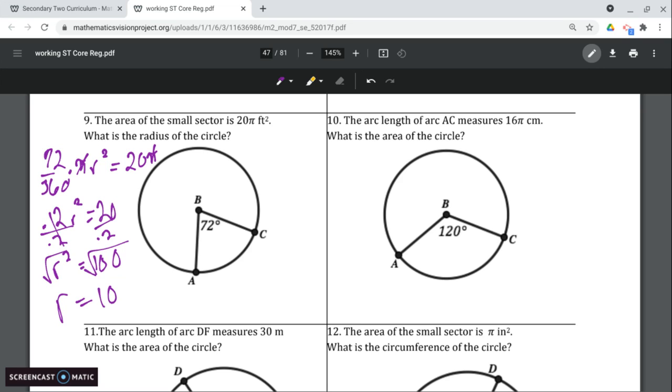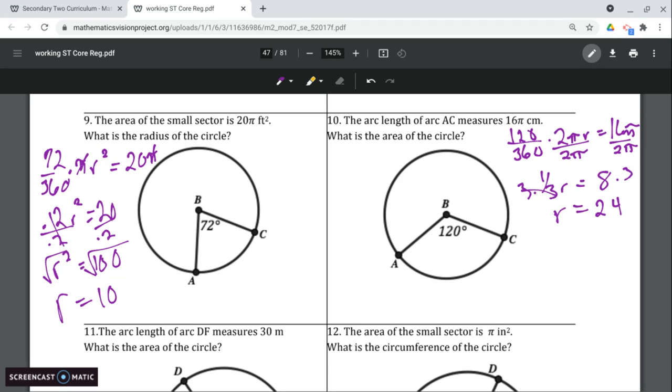This next one, the arc length of arc AC measures 16 pi. What's the area of the circle? So we've got 120 over 360 times 2 pi r equals 16 pi. Divide by 2 pi. 120 divided by 360 is 1/3. So we have 1/3 r equals 16 divided by 2, which is 8. So we just multiply by 3. So r equals 24. Now, this is not your final answer.